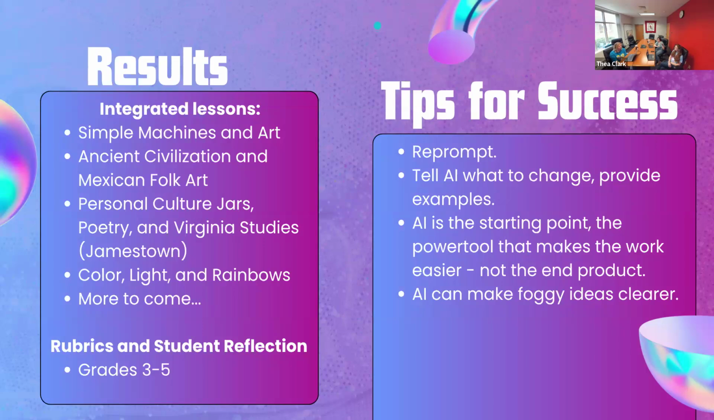So some of the tips for success from me are to reprompt the AI. If you're thinking, oh my gosh, this is horrible, I'm not getting the results I want, I wanted it to make a rubric and it didn't, well, then you have to reprompt it. It's like talking to another person. If they're not giving you what you want, you have to say, no, wait, I meant, and then providing examples when you reprompt it is really helpful.